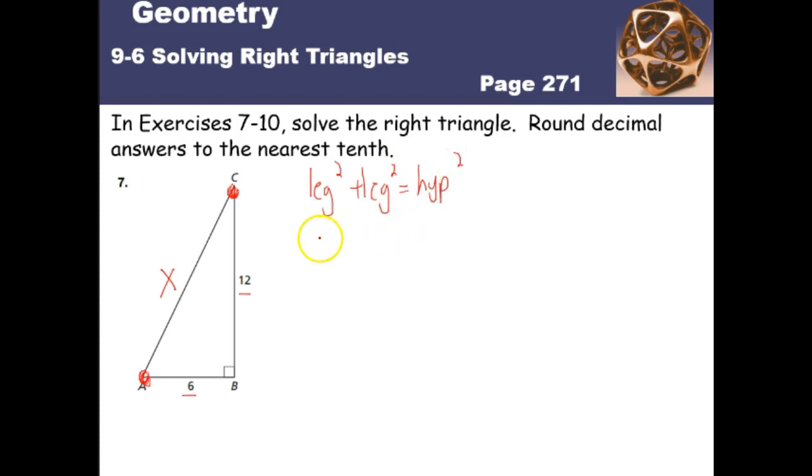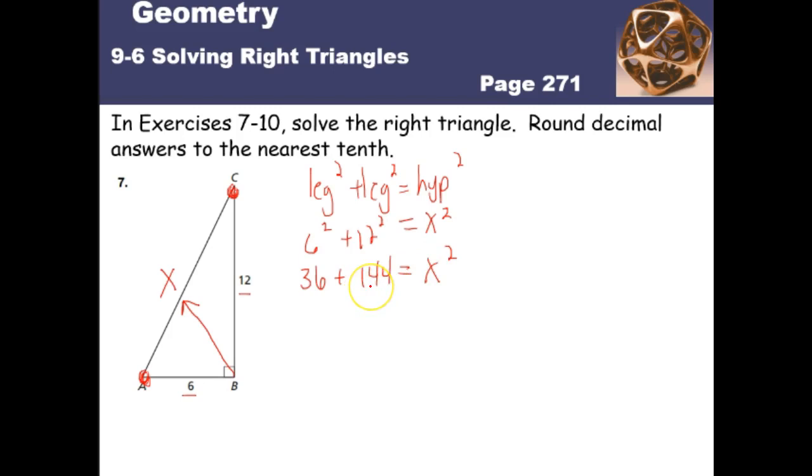And the legs are 6. So we have to find the hypotenuse. So the hypotenuse is across from the right angle. So in this case, it's X. So remember, the hypotenuse has to go here. And then our legs are 6 and 12. So we're going to do 6 squared and 12 squared. And I get 36, and 12 squared is 144. And that equals X squared.